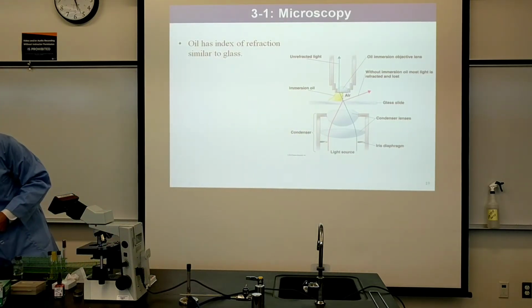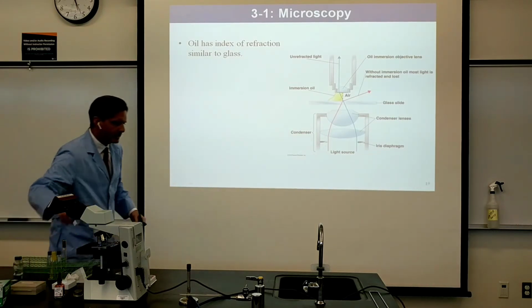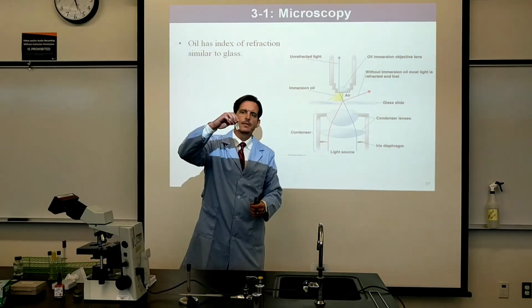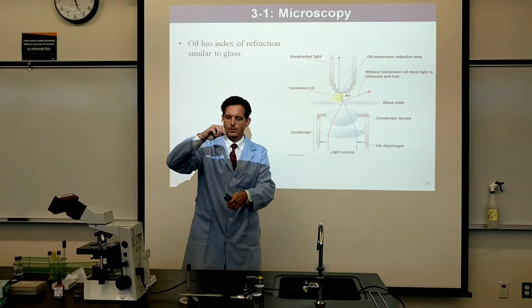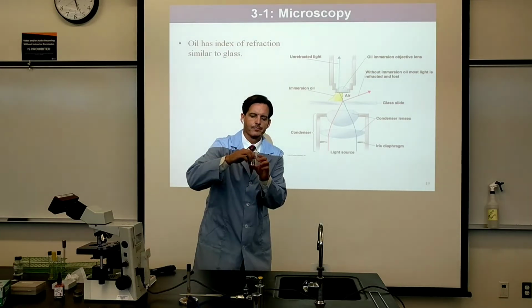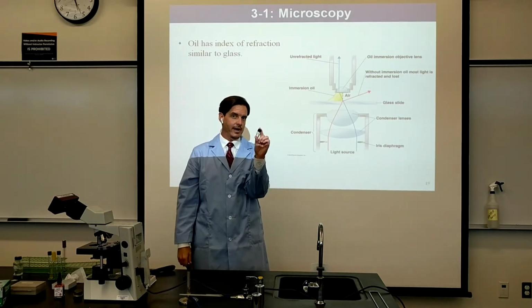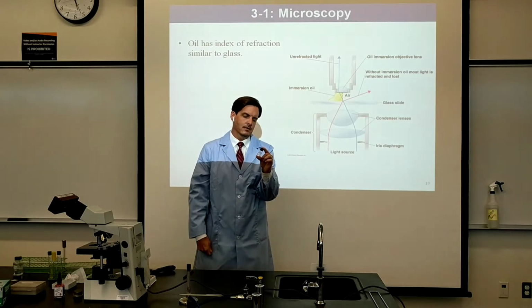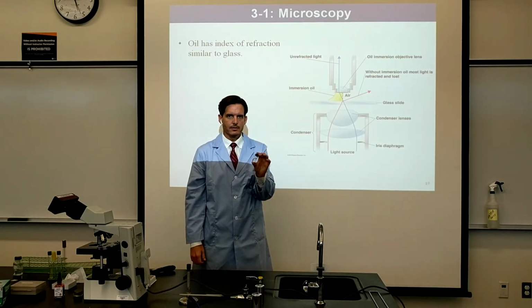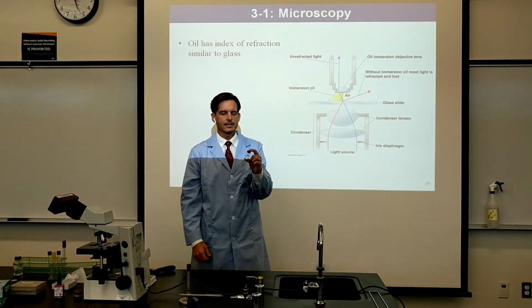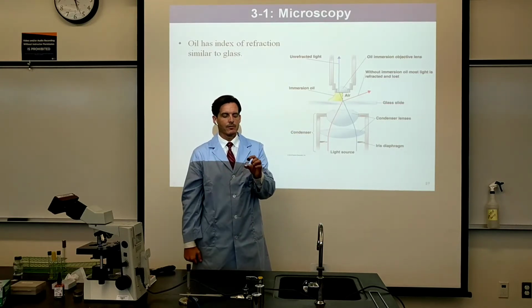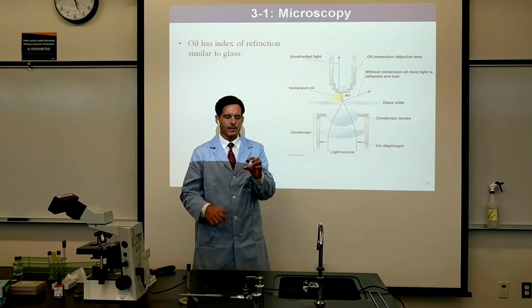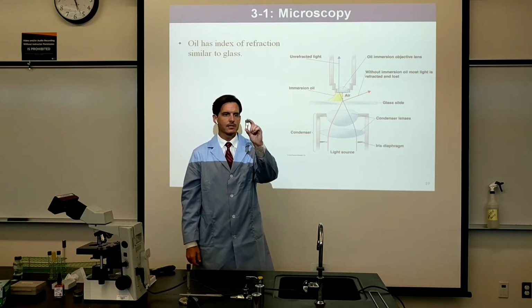Let me tell you about the oil. It comes in a little vial that is this clear oil liquid that originally came as an extract from a tree called the balsam tree. And the balsam tree has this very clear oil that has the exact same refractive qualities as glass. So think of this almost like liquid glass.